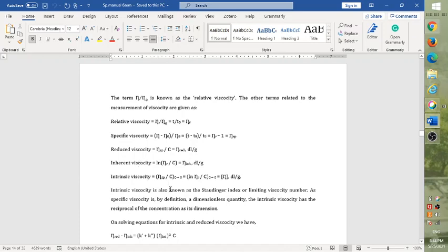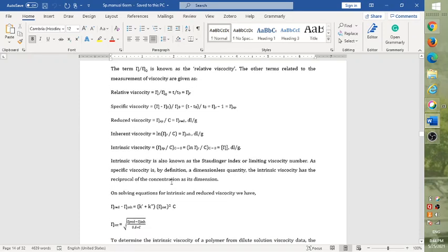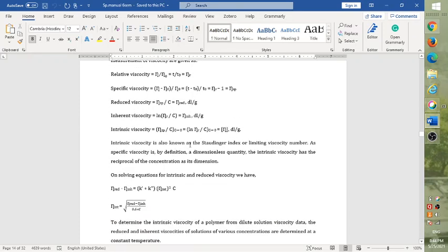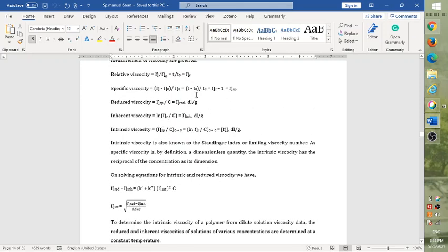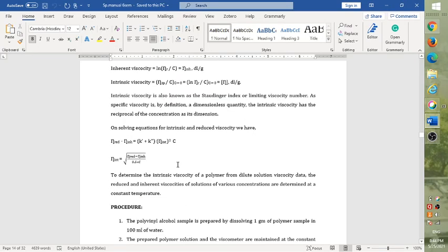Intrinsic viscosity is specific viscosity upon concentration, where concentration tends to 0. Intrinsic viscosity is also known as Staudinger index or limiting viscosity number. Specific viscosity is by definition a dimensionless quantity, but the intrinsic viscosity has the reciprocal of concentration as its dimension.